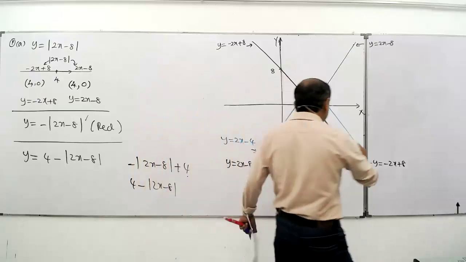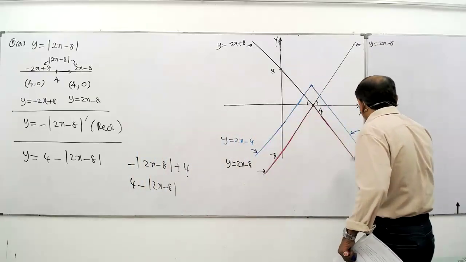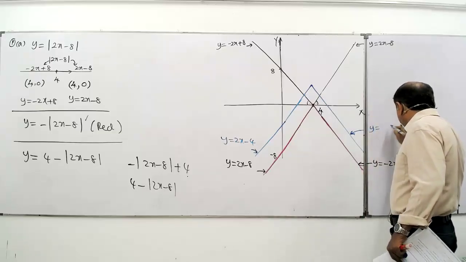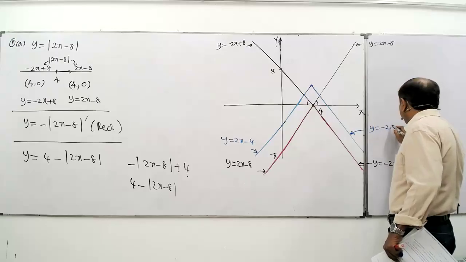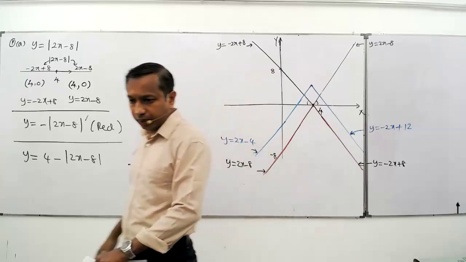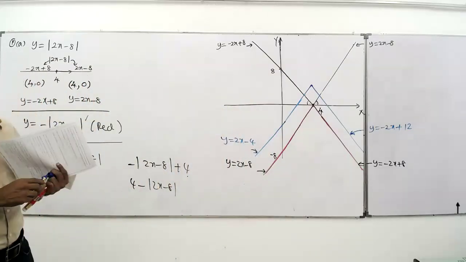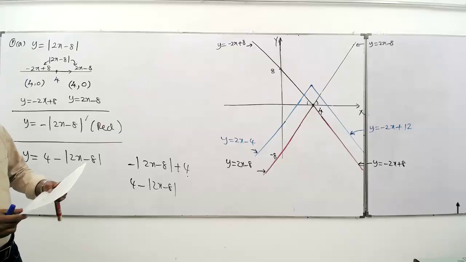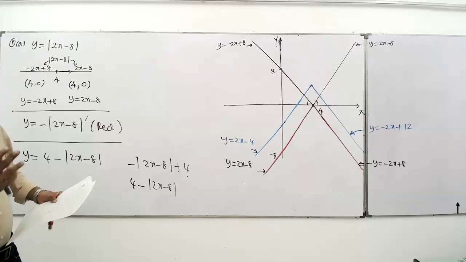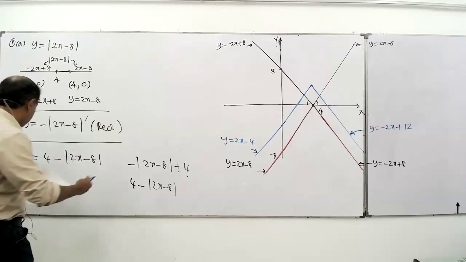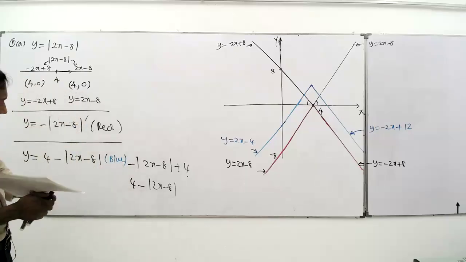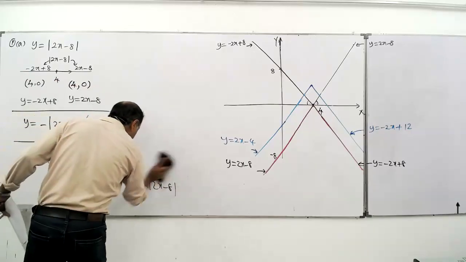And here, y equals minus 2x plus 12. Add 4 to that too. We get that way, right? Okay. That also we drew now, no? Blue one is the graph. Okay. Now the next one, asking to draw.